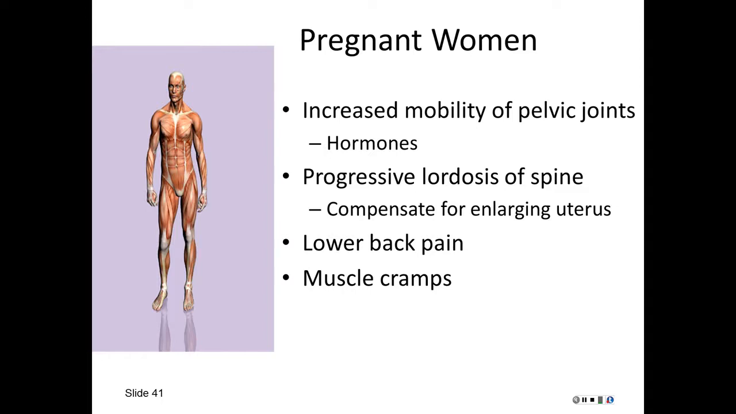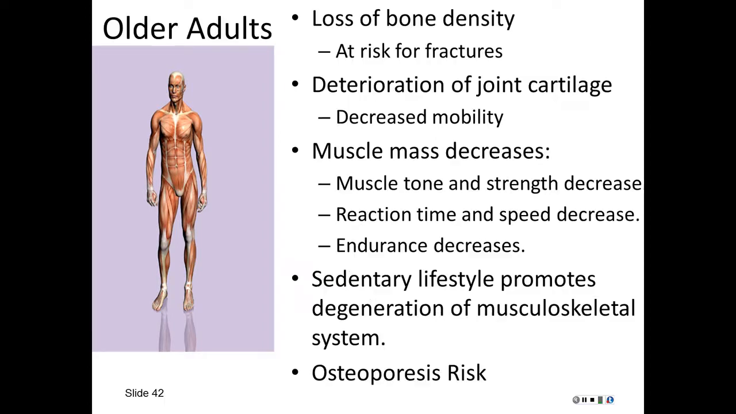What do you do about pregnant women? You realize that there's increased mobility of the pelvic joints, and that's the effect of hormones, estrogen, progesterone. And there's progressive lordosis of the spine. It has to be because of the enlarged uterus. Lower back pain and muscle cramps are common for them. And you have to realize that they call it the pregnant waddle, with the lordosis going to be worse right before delivery. And the pubic symphysis can have pain because it's continuing to elongate prior to birth.